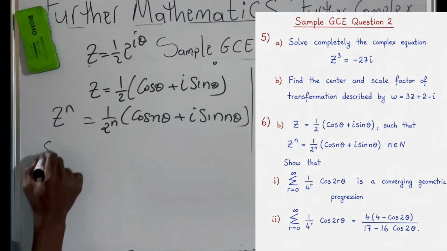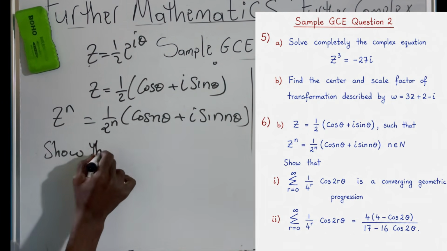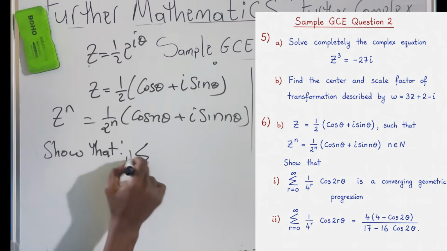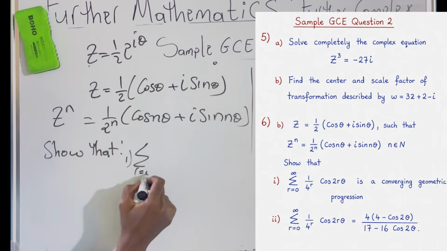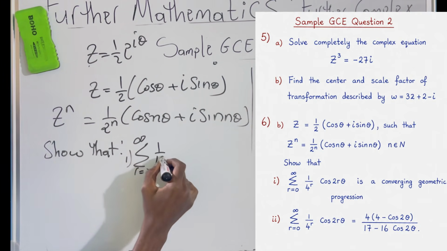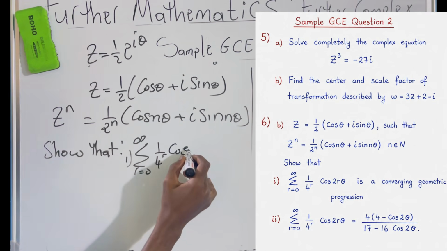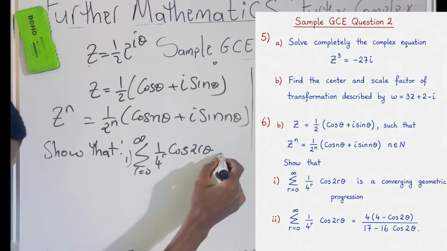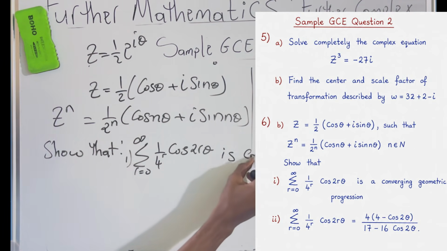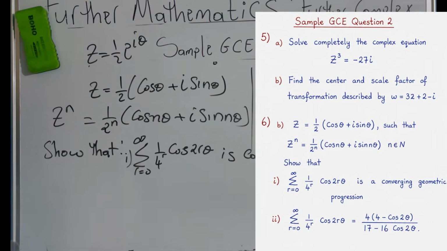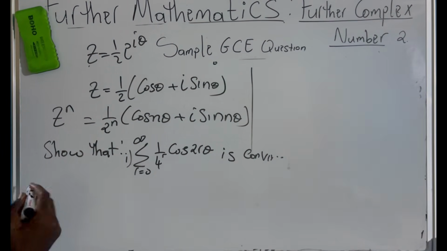So we are asked to show that the sum, that is part 1, the sum from r equals 0 to infinity of 1 over 4 to the power r cos 2r theta is convergent. Now I think we put this under sequence and series. So for a series to be convergent, there are 2 conditions.